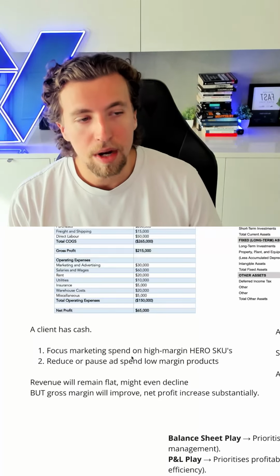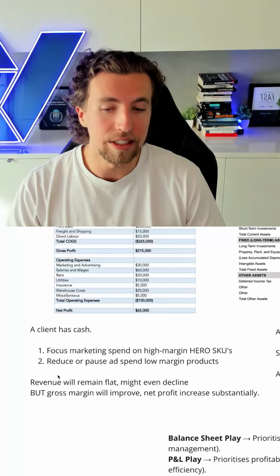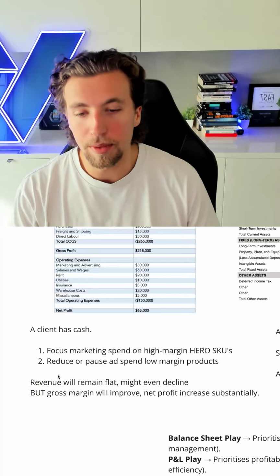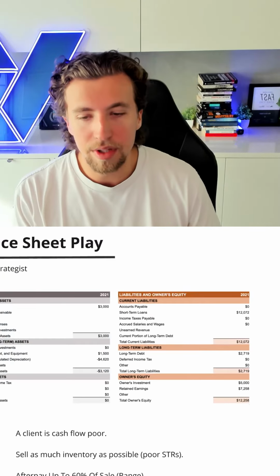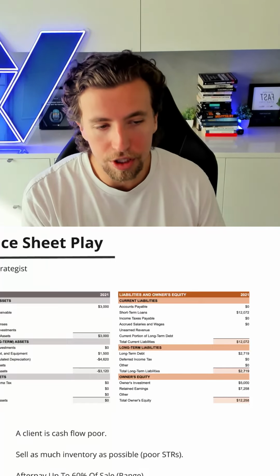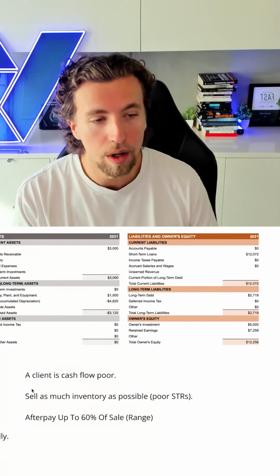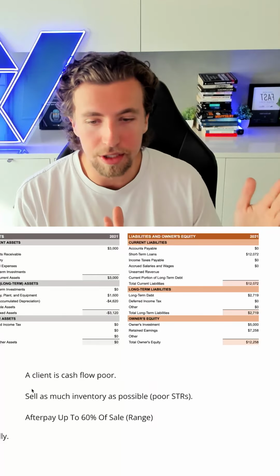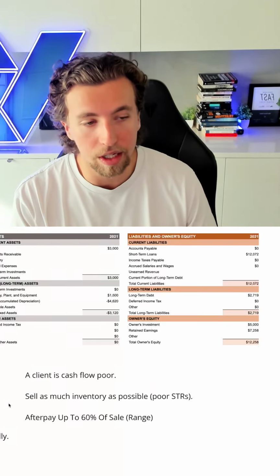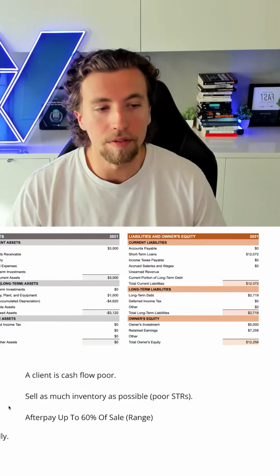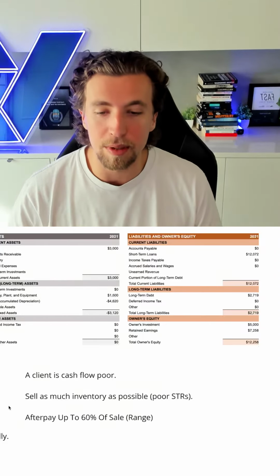However, this might cause you to not move grade C inventory that then starts accumulating within the balance sheet. And so you then need to move towards making a balance sheet play, where the client might now be in a position where they have poor cash flow. And so you need to sell as much inventory as possible on those poor sell-through rate products. And that might be, for example, through an Afterpay up to 60% off sale on a specific range.